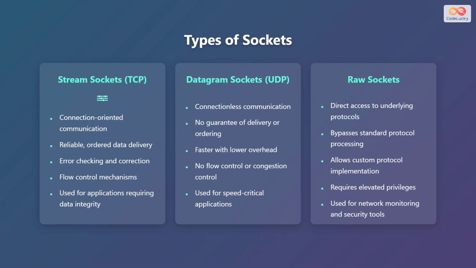Second one is Datagram Sockets, which use User Datagram Protocol, also known as UDP. These are connectionless, offering no guarantee of delivery or ordering, but provide faster speeds with lower overhead, making them suitable for speed-critical applications. Third is raw sockets, which provide direct access to underlying protocols, bypassing standard protocol processing, allowing custom protocol implementation, but require elevated privileges, and are used for network monitoring and security tools.